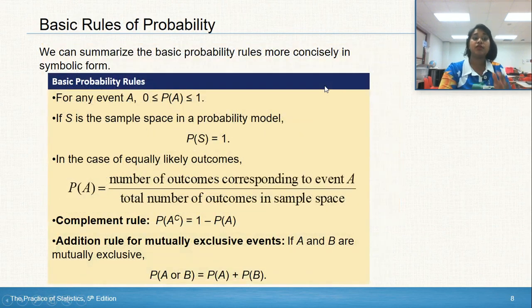So let's see those same concepts summed up in actual notation form, in our symbolic form. So here it's saying that all probabilities occur between 0 and 1. That's what we just talked about.